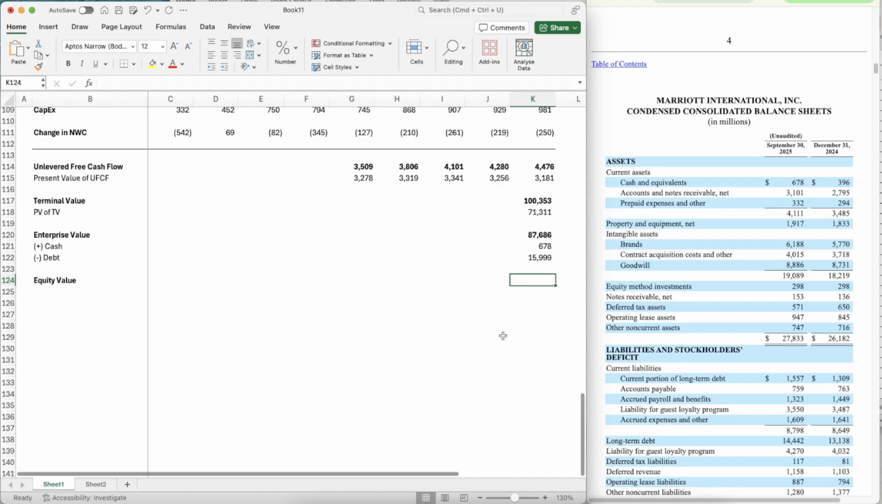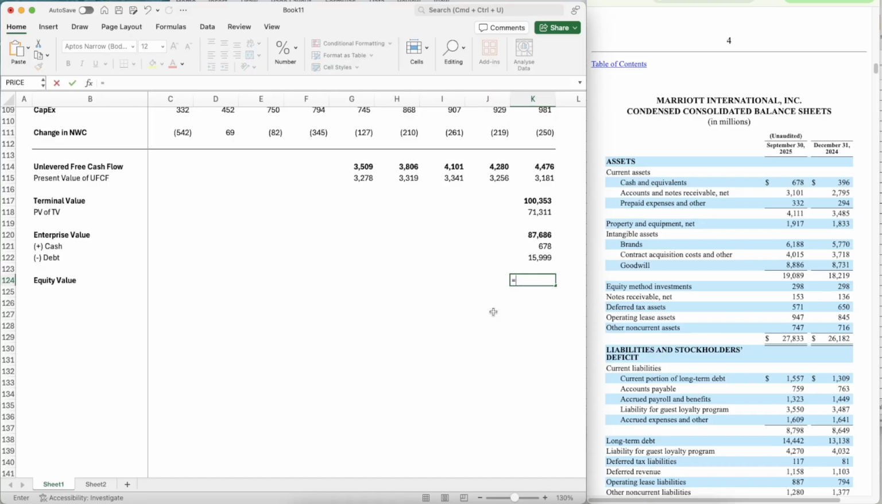And after the enterprise value, because we're taking out the debt, we're looking at purely what's left over for the equity. When we take the enterprise value, we add the cash back in, we subtract the debt. That gives us over 72 billion. We find the diluted shares outstanding, which will give us the implied share price.